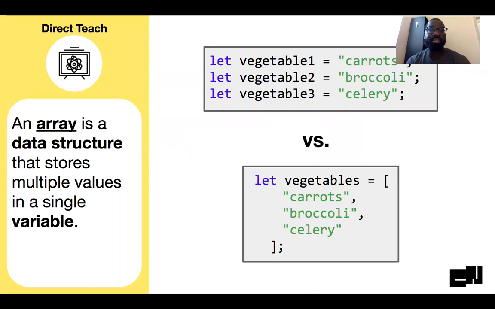So an array is a data structure that stores multiple values in a single variable. So instead of declaring 3 different variables to store these vegetables, carrots, broccoli, and celery, we have one array named vegetables that has 3 different array elements.